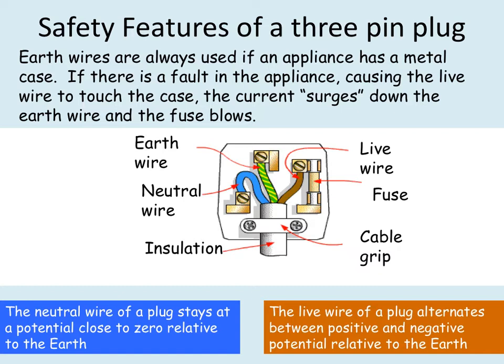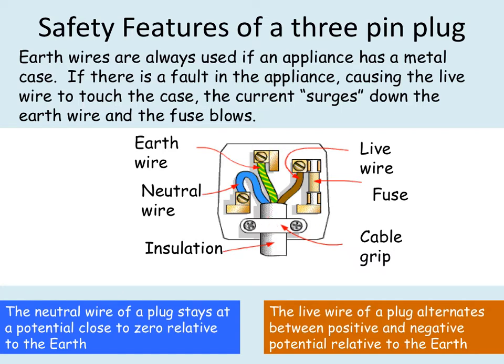The live wire of a plug alternates between positive and negative relative to the earth, and that's the direction that the electrical current will flow in. The live wire is connected to a fuse, and the fuse will melt if there's a surge in electrical current. So if the electrical current goes above the fuse value, the thin wire inside the fuse will melt, and that will break the circuit. The neutral wire of a plug stays at a potential close to 0 relative to the earth wire, and that is the direction in which the electrical current usually leaves the plug.